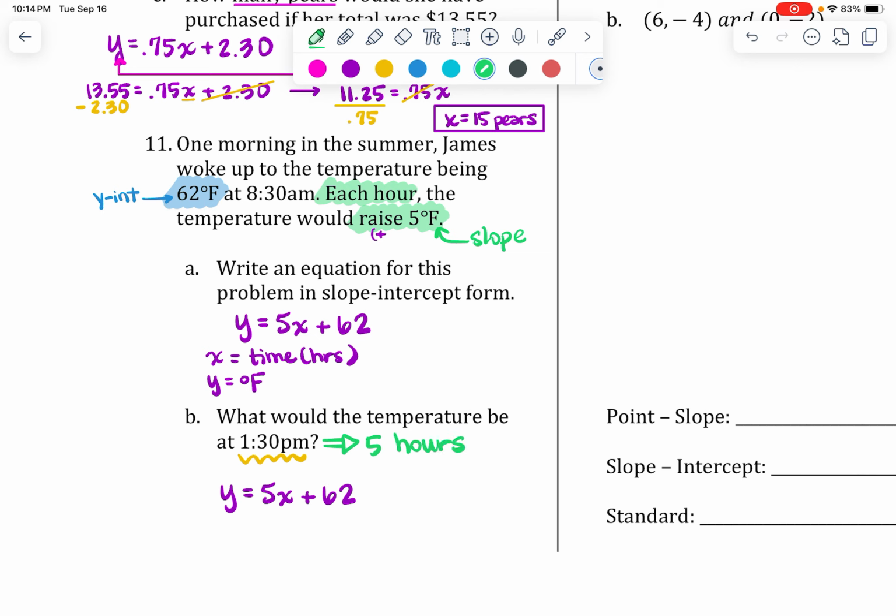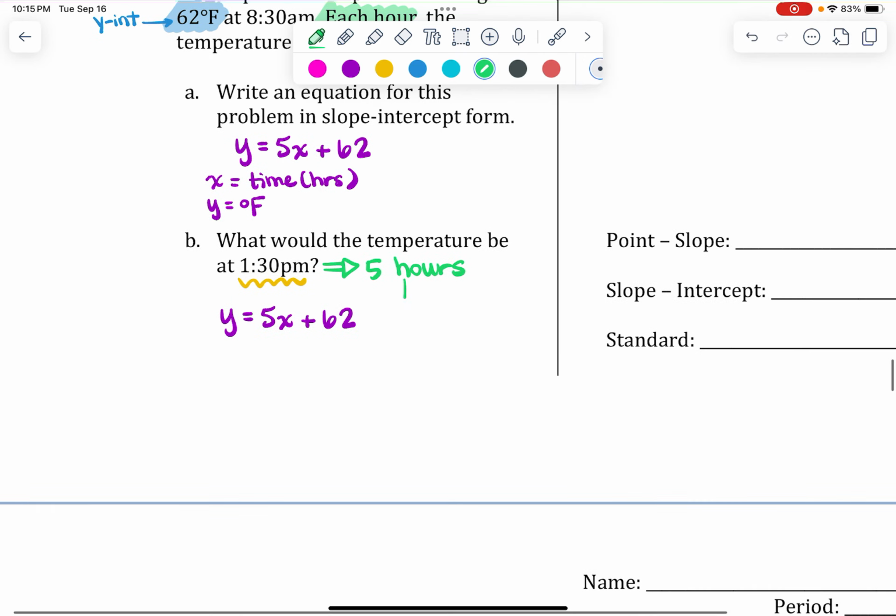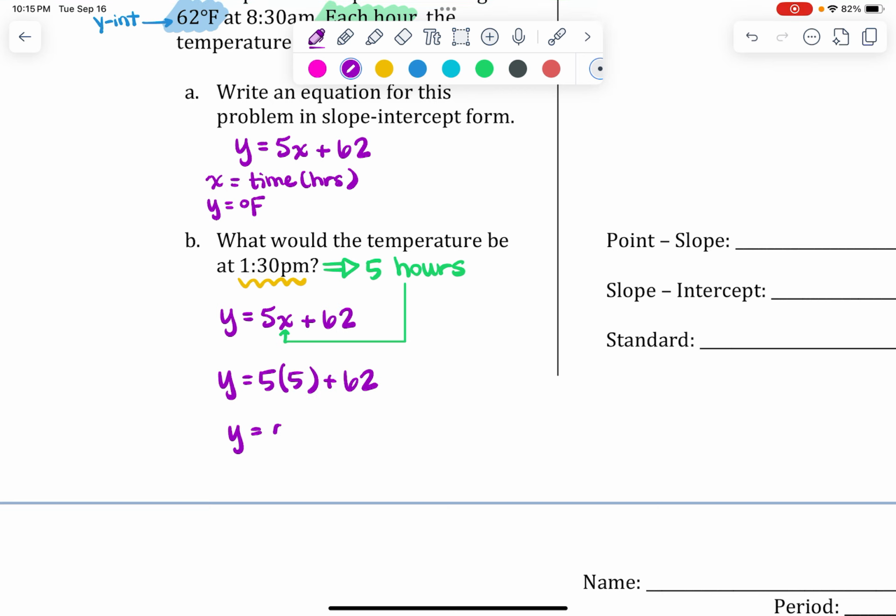That's what's going to be plugged in for our x variable, because x is time. So we're going to plug a 5 in for x. That gives us y equals 5 times 5 hours passing plus 62 degrees, which gives us 72. 72 what? Degrees Fahrenheit. And there we have it.